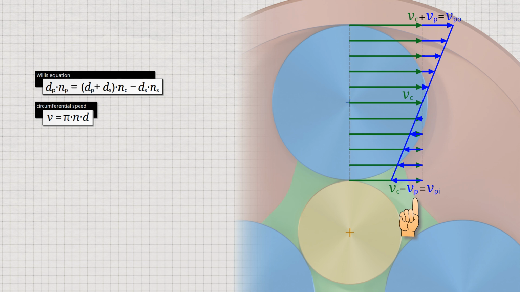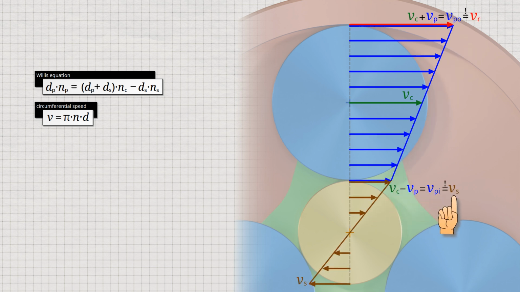At the center of the planet gear, the speed is equal to the speed of the carrier. In this way, we obtain the linear speed distribution shown. The boundary condition is that the speed of the outermost point of the planet gear is equal to the circumferential speed of the ring gear, and the speed of the innermost point of the planet gear is equal to the circumferential speed of the sun gear.